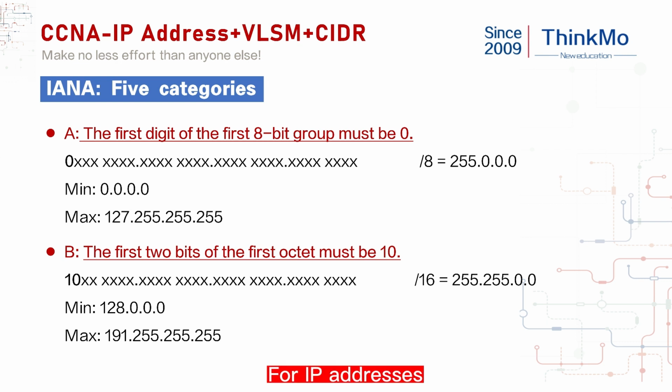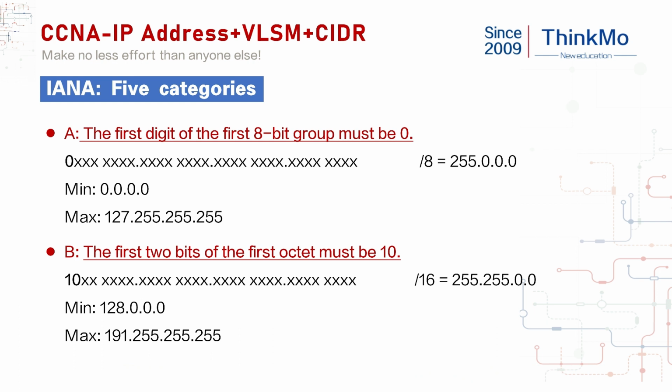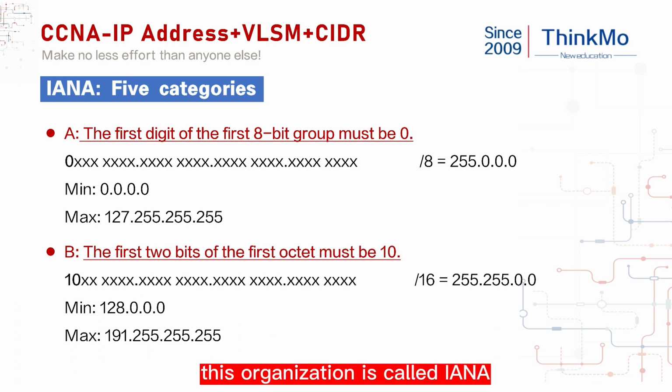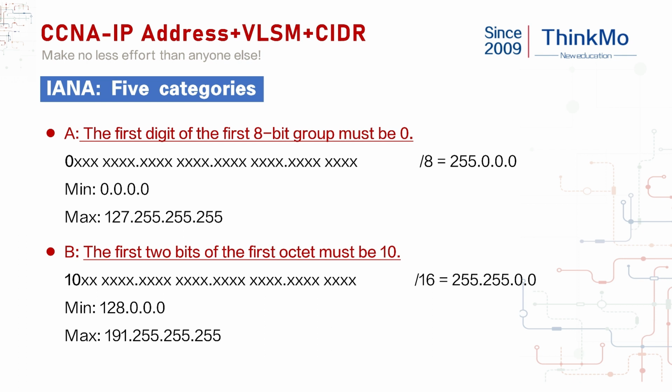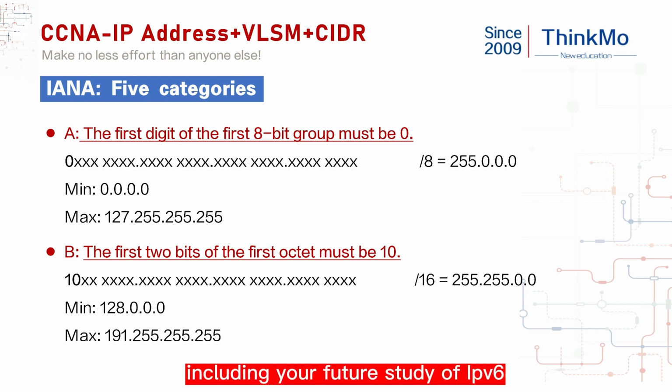For IP addresses, there is a standardized organization in the world dedicated to managing and assigning IP addresses. This organization is called IANA. It is the allocating authority for Internet addresses. It divides the entire IP address space into 5 categories. Your future study of IPv6 is also managed by this organization. Let's briefly summarize. Divided into 5 categories, A, B, C, D, E.